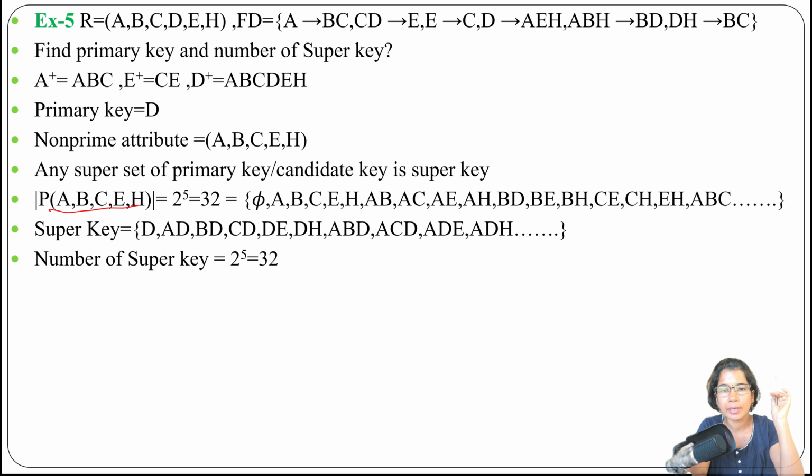In 2022, one question was asked on this. It was asking how many super keys are possible. So first you need to identify what the primary key or candidate key is. Then of that superset, how many supersets are possible. So check the non-prime attributes and find the power set of that.